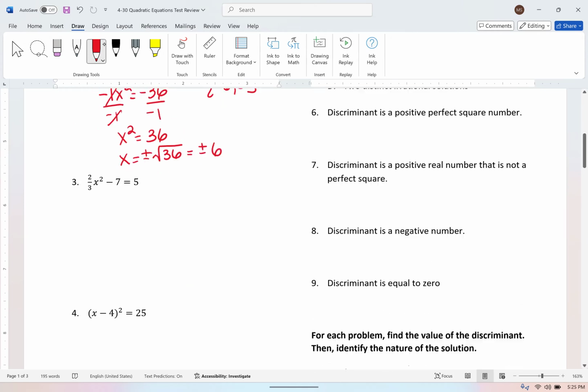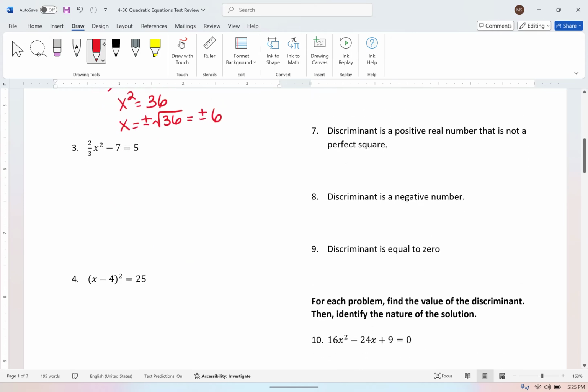All right, let's take a look at number 3. Number 3, we have, again, another equation where there's only an x squared term. So I'm going to get rid of the minus 7 first, add 7. So 2/3 x squared equals 5 plus 7 is 12. Now we'll get rid of that 3 by multiplying by 3. So 2x squared equals 36. Now we'll get rid of the 2, divide by 2. 36 divided by 2 is 18.